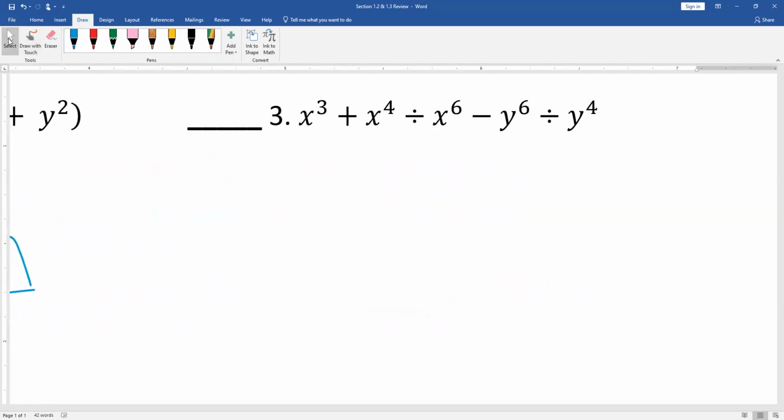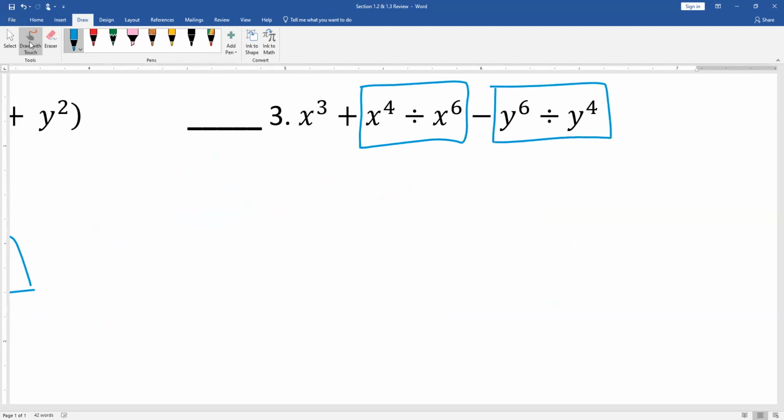Moving on to number 3. Number 3 looks intimidating. It's really not. What we ended up doing in class was I actually used the properties of exponents to simplify my division before I actually plugged in the values of x and y so that I wasn't running into the potential for careless errors when raising these numbers to these higher exponents of 4 and 6.